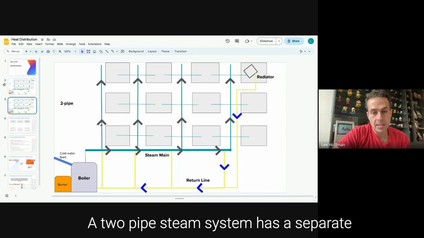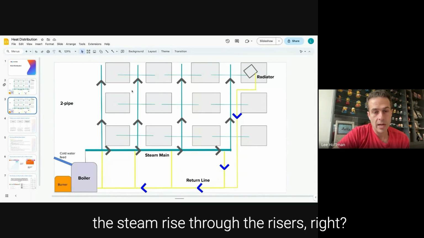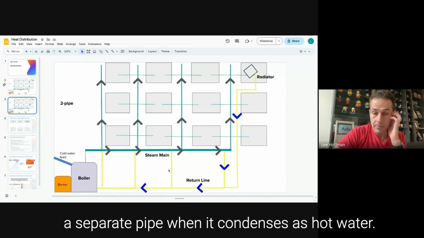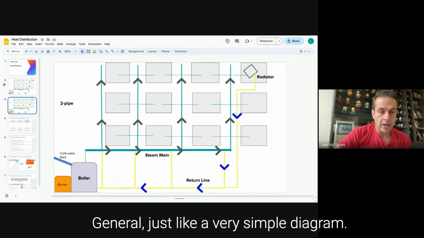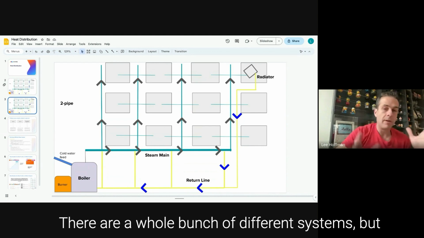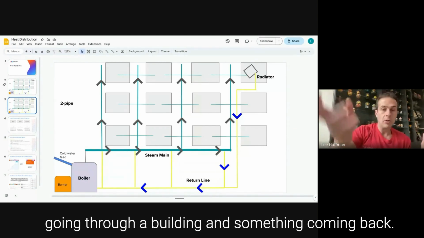A two-pipe steam system has a separate pipe. You have the steam rise through the risers, right? And then it comes back through the radiators through a separate pipe when it condenses as hot water. So this is generally just a very simple diagram. Obviously, you have three-way valves, vacuum, city steam. There are a whole bunch of different systems, but in general, you can think of it like one or two pipes going through a building and something coming back.